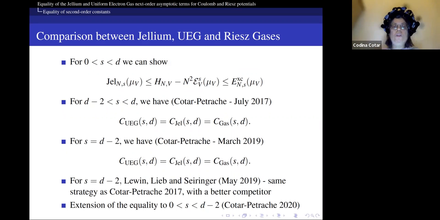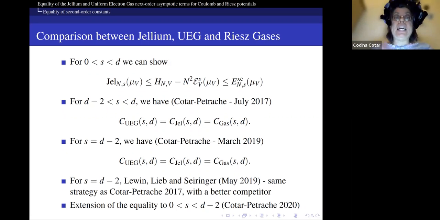Okay, and what we showed in the beginning is that the constants for S between D minus 2 and D were the same. The three constants were the same. And then in 2019, we extended it to the constants being equal for D minus 2 also. Then a few months later, after us, there was a paper by Lewin, Lieb, and Seiringer. They used the same strategy as we did in 2017, but they had a better constant. Then in 2020, we showed that the constants are actually equal for all S between 0 and D.